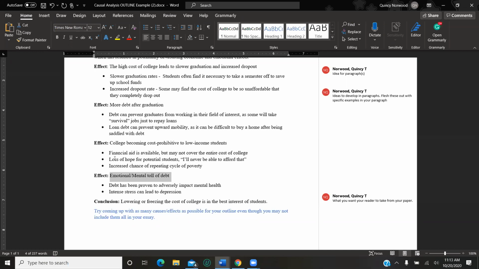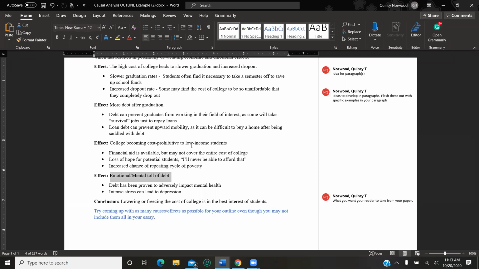So visualize your paper. What points do you want to lead with, and what points do you want to build up to? Do you want to begin with some of these obvious points and then build up to some more underlying things, or begin with a discussion of underlying points and then end with the obvious ones? Think about how you want your paper to play out.